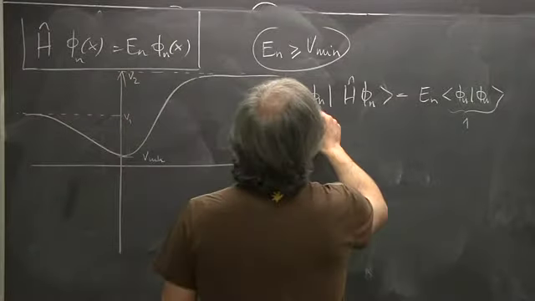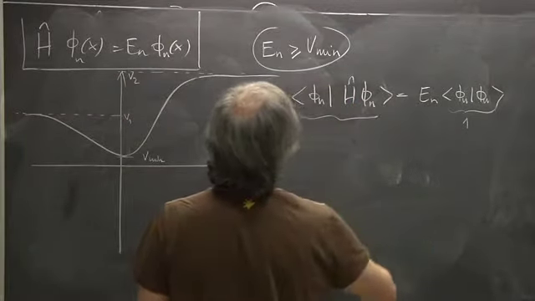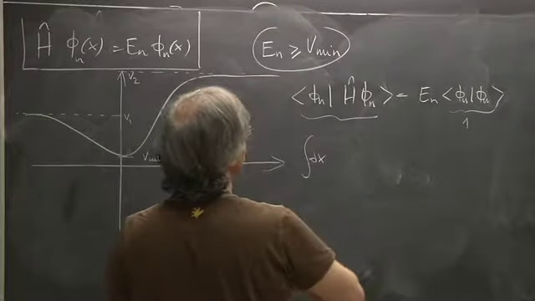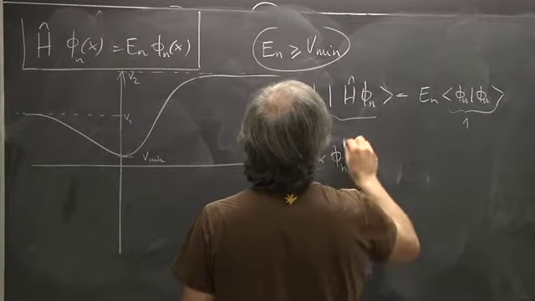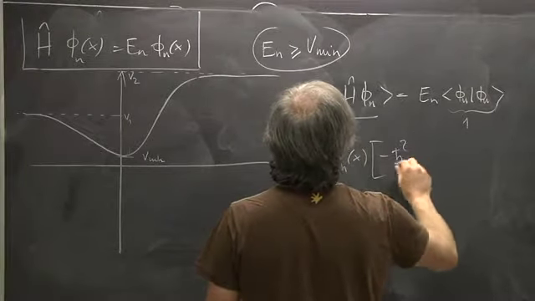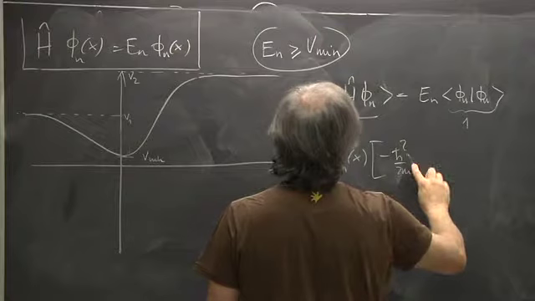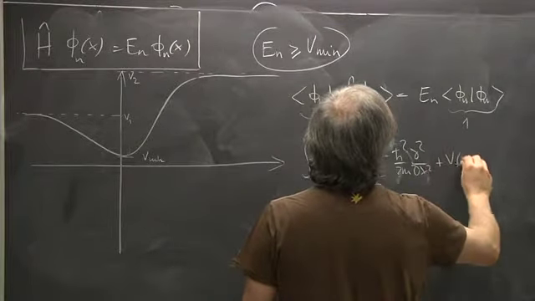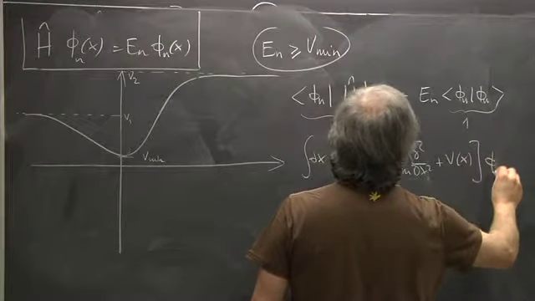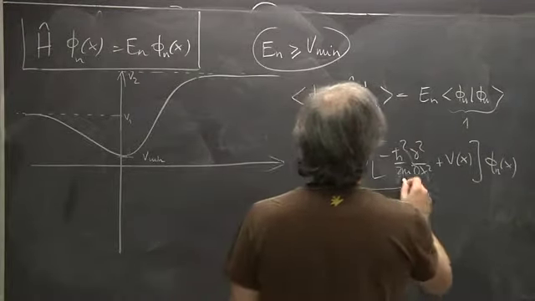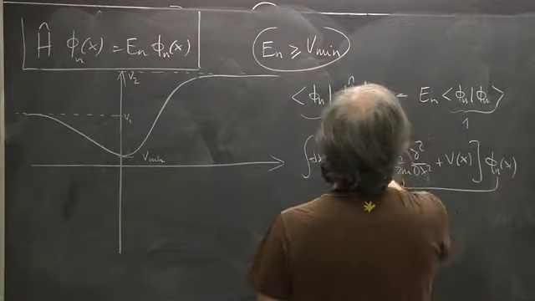What about this object? This has two pieces. This is an integral. Let me write it in 1D of phi n star of x. Then I have minus h bar square over 2m Laplacian, so the second derivative, plus V of x, phi n of x. The two terms are this and this.